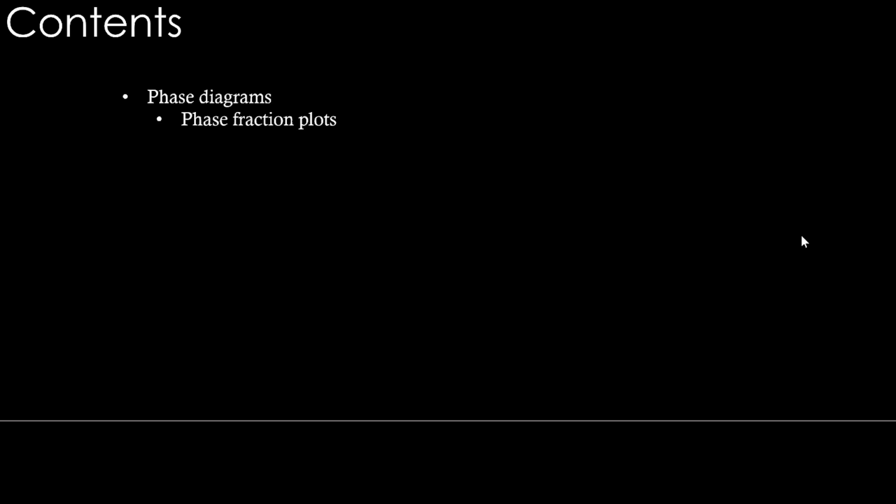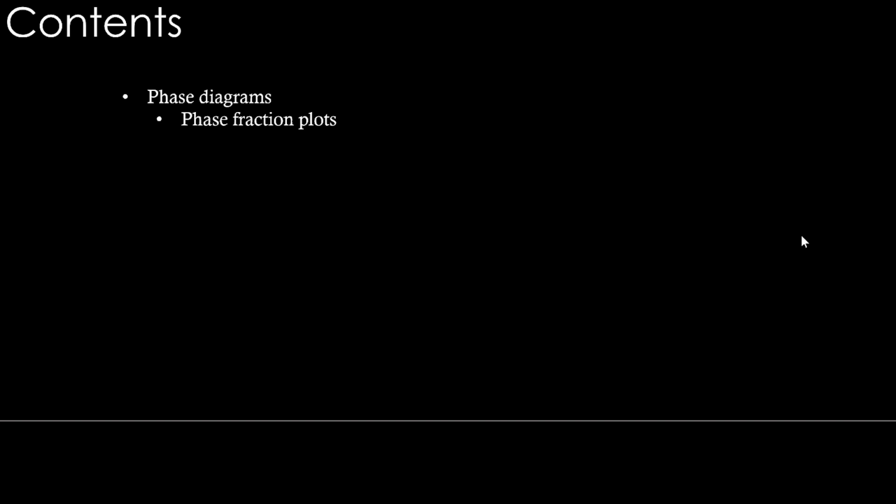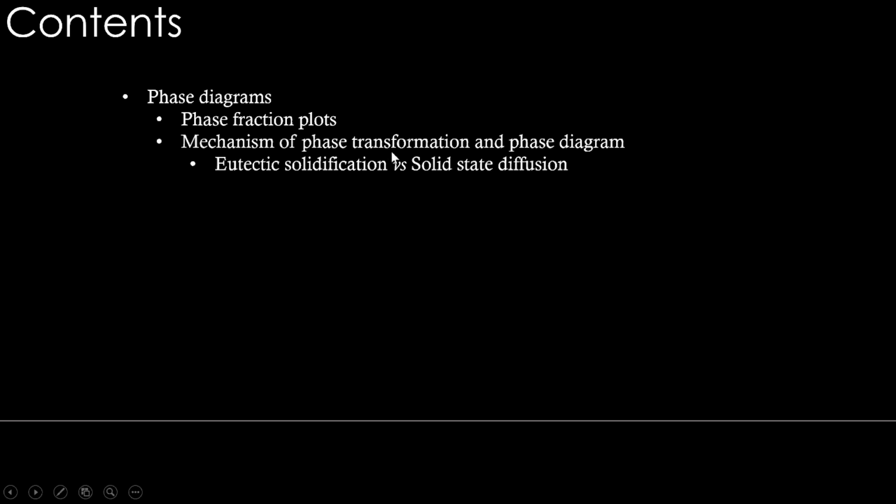Today we will see what phase fraction plots are. Once that is done, most of the things about the basic phase diagram, how to visualize it, are over. Then we can think about how a phase diagram does not address several aspects. For example, the mechanism of transformation, we will treat with an example of eutectic solidification versus solid state diffusion. From the phase diagram perspective, they are going to look the same, but they end up in different kinds of microstructures. We will see about that.